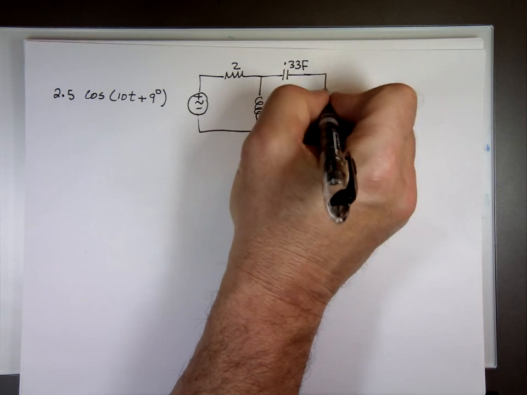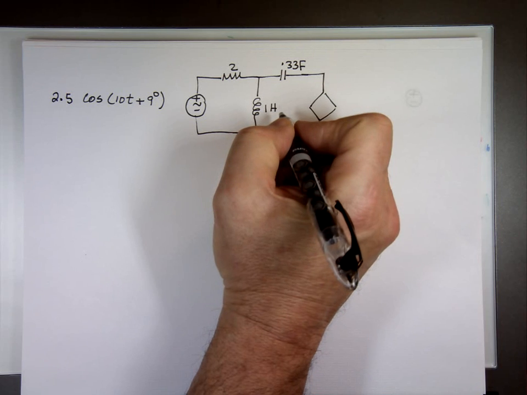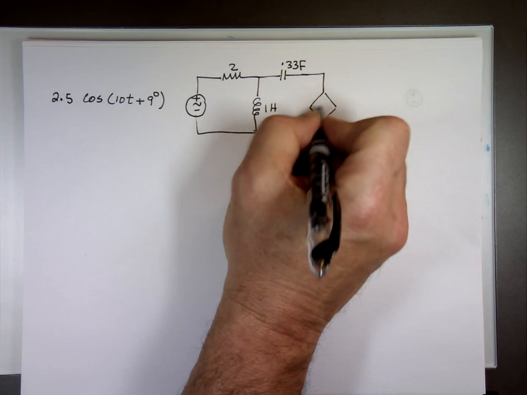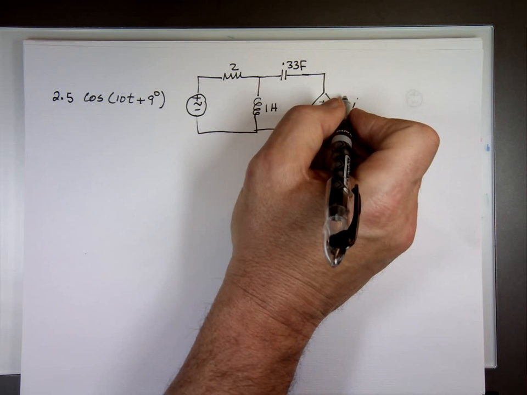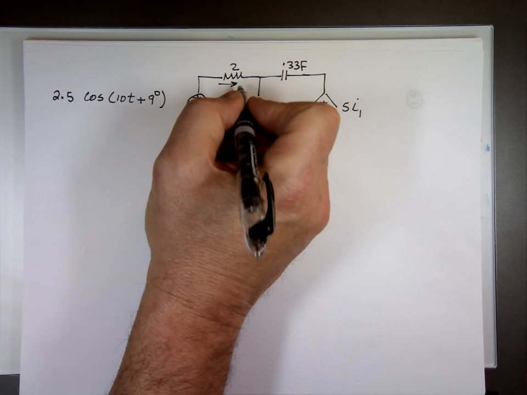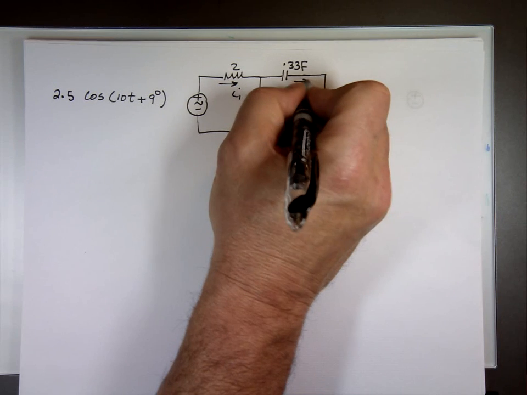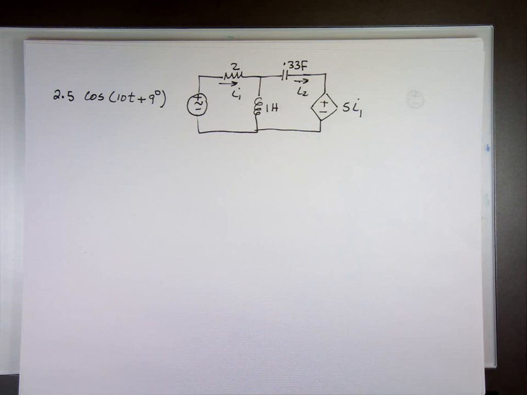And we have a dependent source here. Dependent voltage source of 5I1. I sub 1 is this current, and I sub 2 is that current. Let's see if we can find what I sub 1, I sub 2 are.